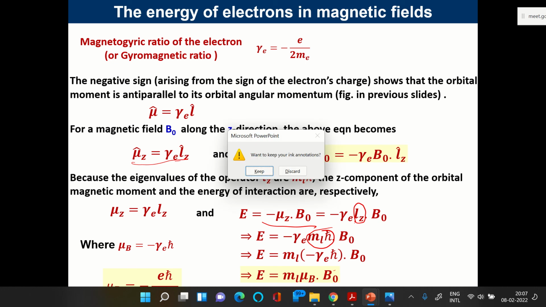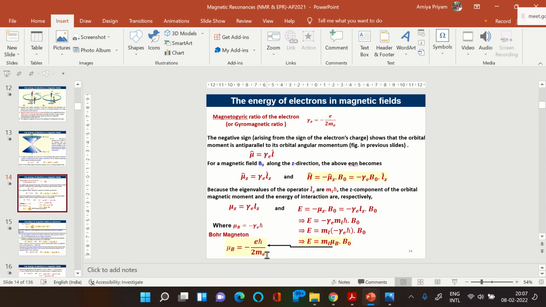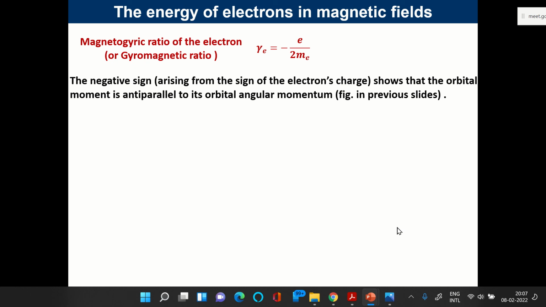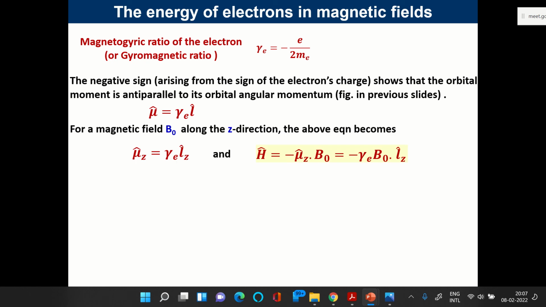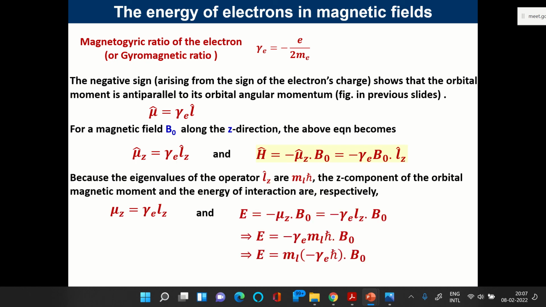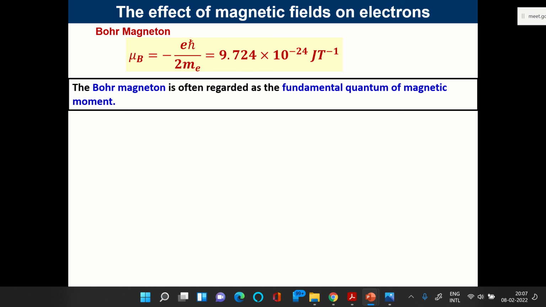Now we define the new thing, minus gamma e h cross, as the Bohr magneton. फिर ये कट जा रहा है नीचे. So this is the Bohr magneton, e h cross by 2me, so ml mu B dot B naught. This is for orbital motion. You can also think in a similar manner. The Bohr magneton is a fundamental unit for calculation of all the magnetic moments.